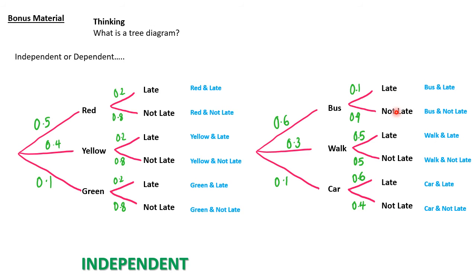So these late and not late probabilities change depending on whether I take the bus, I walk, or I use the car. So my late, not late probabilities depend on my method of transport. So this is a dependent event. The probabilities change for the late or not late. So these are important things to remember as you go through this.